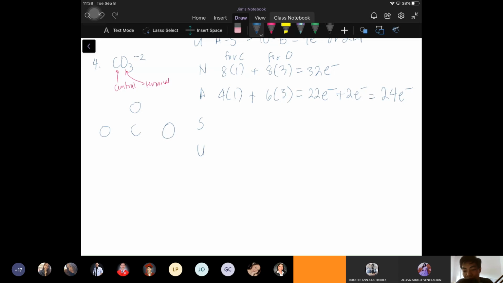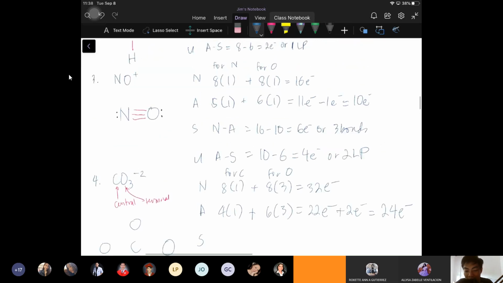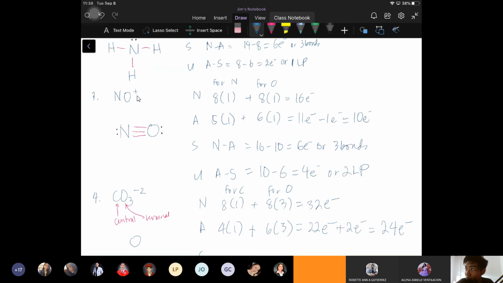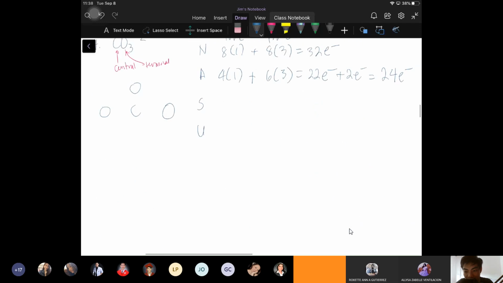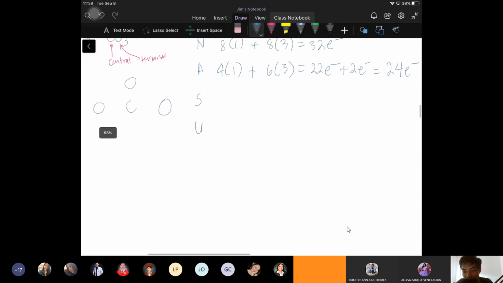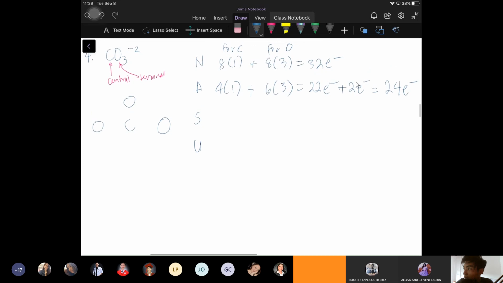Pag negative yung charge, you add electrons. Pag positive yung charge, you deduct electrons. Positive, nagbawas tayo. Negative, magdadagdag tayo. Okay? So, magdadagdag tayo ng 2 electrons. And then shared. Paano uli yung shared? N minus A. So, ano yan? 32 minus 24, 8 electrons. Or how many bonds? 4 na bonds, no?